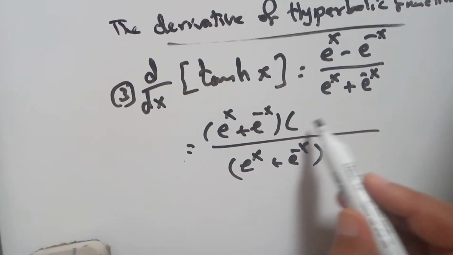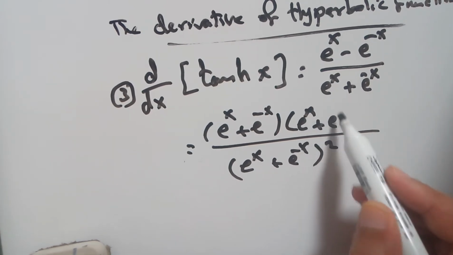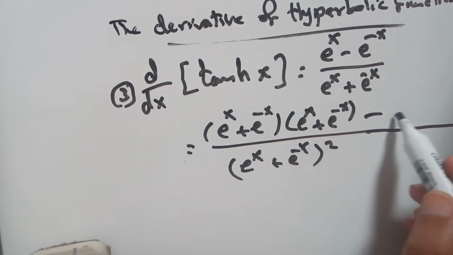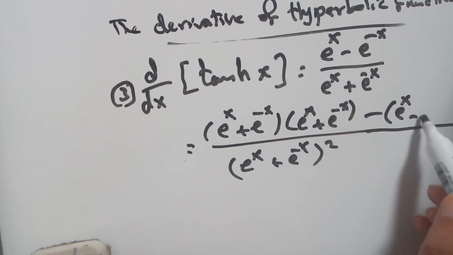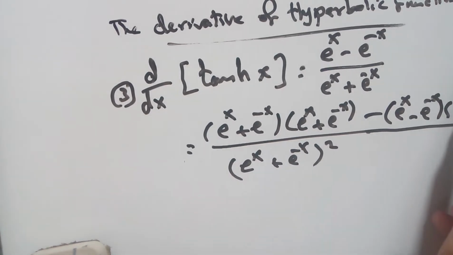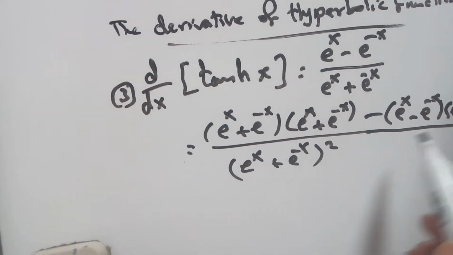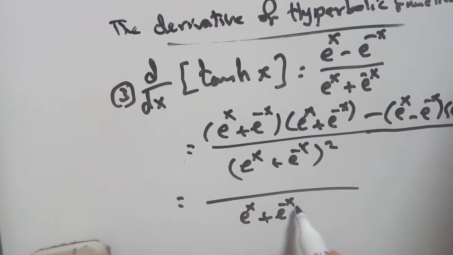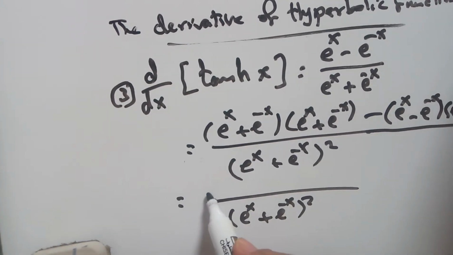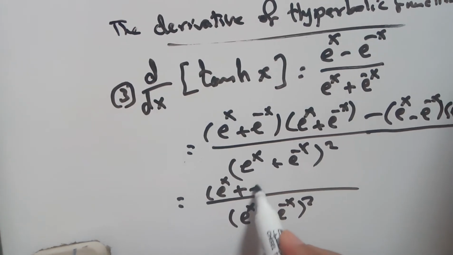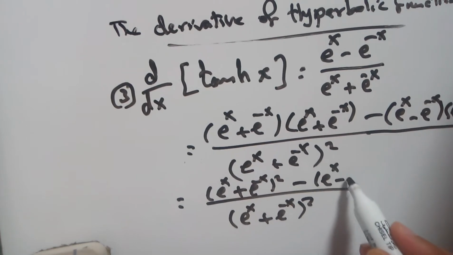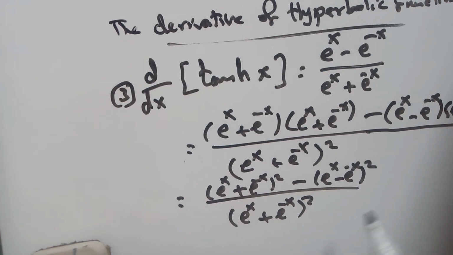multiplied by e to the power x plus e to the power negative x, minus the derivative for the denominator, which is e to the power x minus e to the power negative x, multiplied by the numerator e to the power x minus e to the power negative x. Now it is e to the power x plus e to the power negative x all to the power 2, and on top e to the power x plus e to the power negative x all squared minus e to the power x minus e to the power negative x all squared.